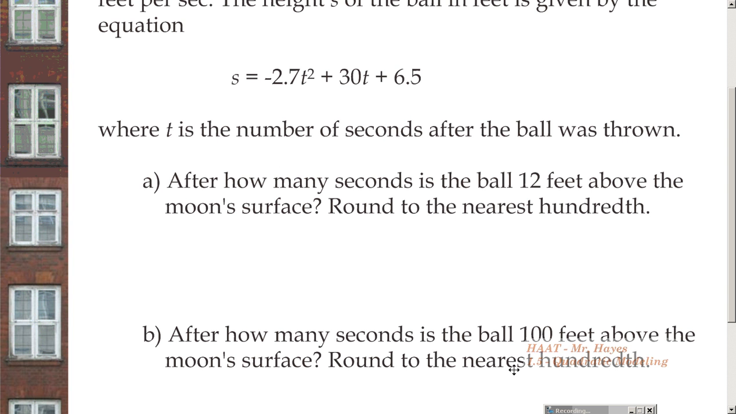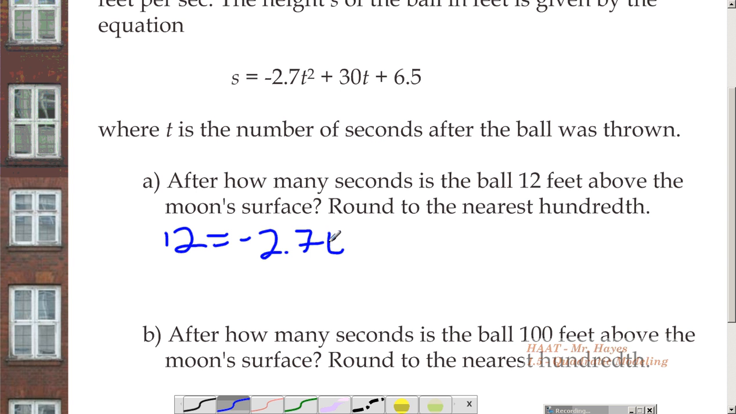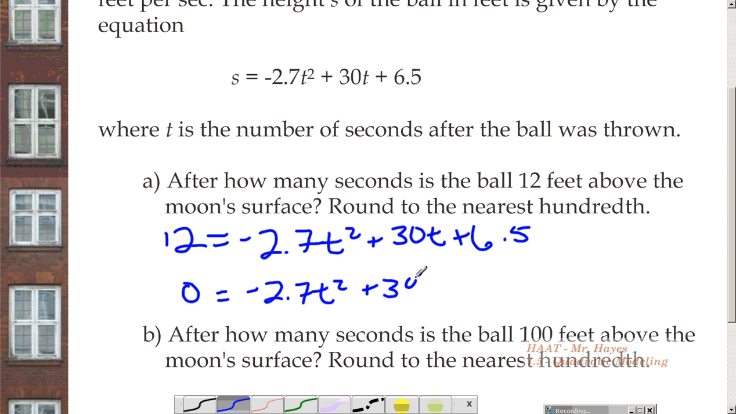So after how many seconds is the ball 12 feet above the moon's surface, around to the nearest hundredth? For that, you're just going to plug in what you have. So this is going to be 12 is equal to negative 2.7 t squared plus 30t plus 6.5. Then the equation you're going to solve, you have to remember, set everything equal to 0. So you're going to get negative 2.7 t squared plus 30t.